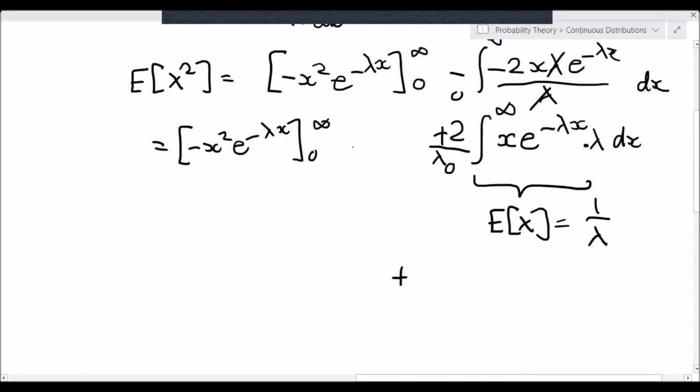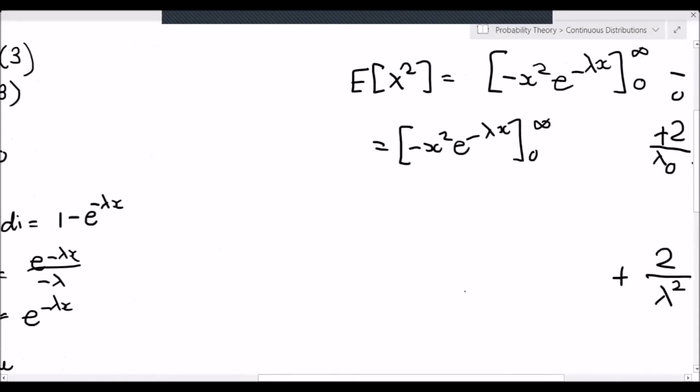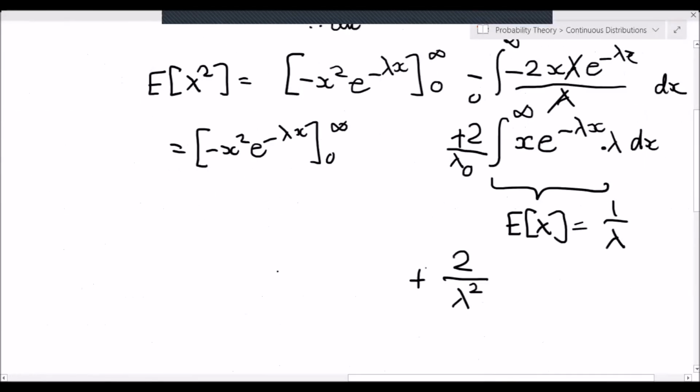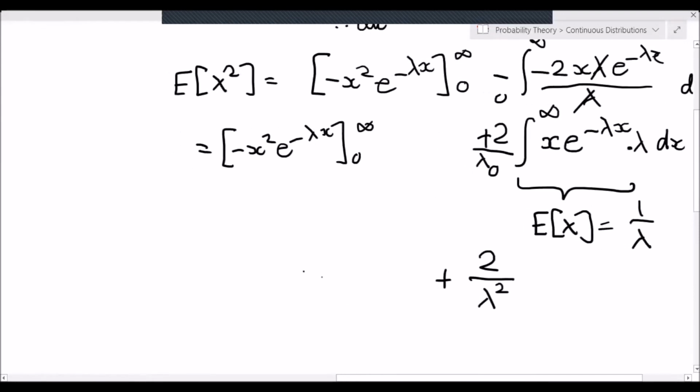So we know that the right-hand side over here is simply going to be 2 over lambda squared. For this expression, we need to evaluate its limits. We know already that at 0, this is simply going to be 0. So we already know it's going to be plus 0 for the second part.